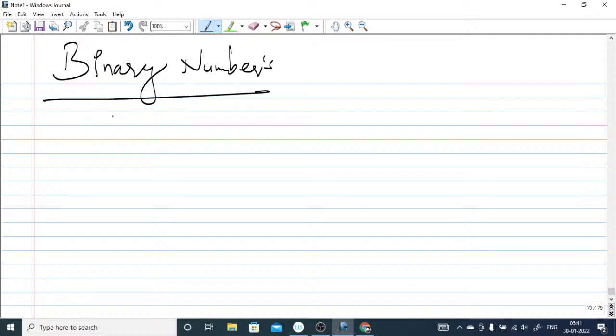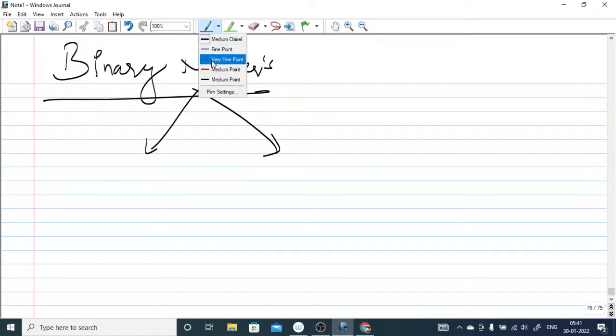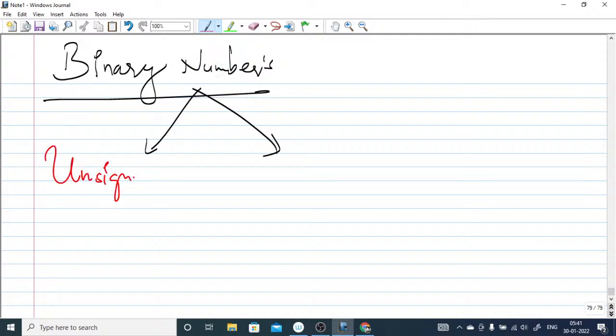Now we'll talk about binary numbers, how they can be represented, and what representations we have inside the computer system. We'll classify binary numbers into two kinds. The first one will be unsigned numbers, and the next one will be signed numbers.